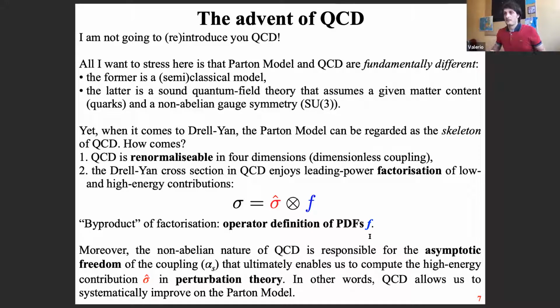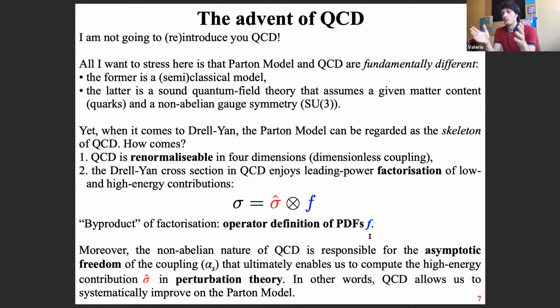Now, as I said in the beginning, at some point QCD became mature, it was introduced. So I'm not going to reintroduce QCD to you. You have already had some very nice lectures in the past days. All I want to stress here is that the parton model that already started being used and seemed to be working is fundamentally different from QCD. The parton model is a semi-classical model. It's really based on classical ideas, on free particles that interact instantaneously.